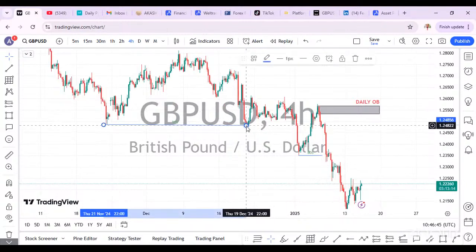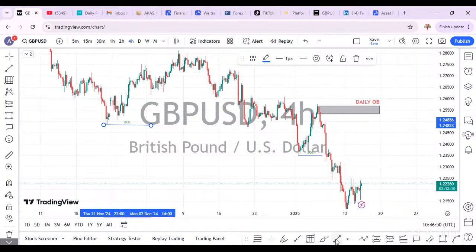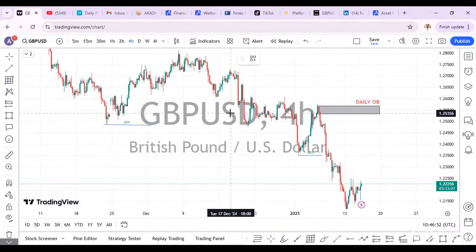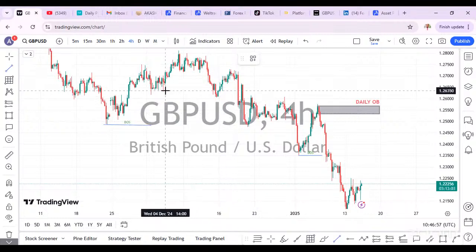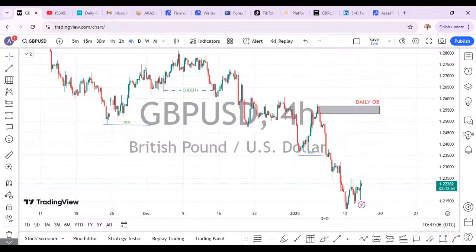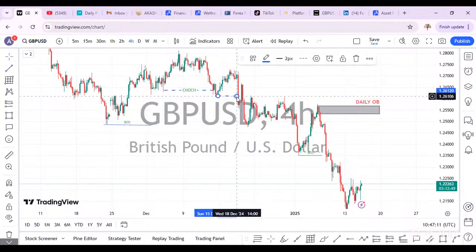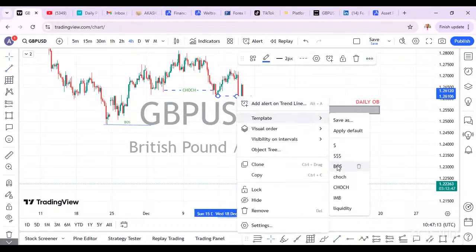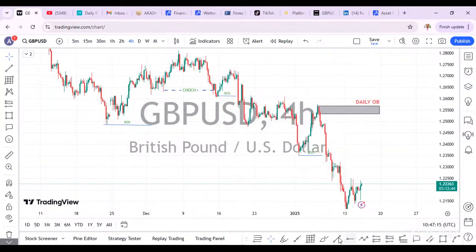4 hours perspective now. This is a daily break of structure. So from 4 hours, every time frame has its own break of structure. So here we have a change of character for 4 hours. So we have price giving a change of character there. So we have a break of structure here. So we have that break of structure. Then we have price, another break of structure.